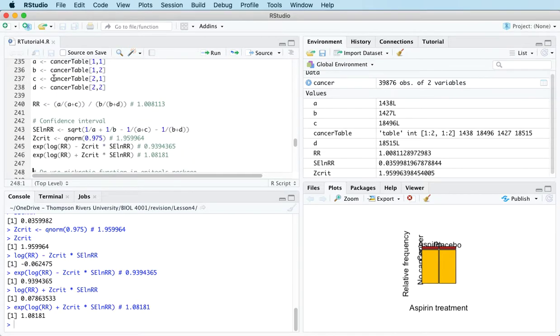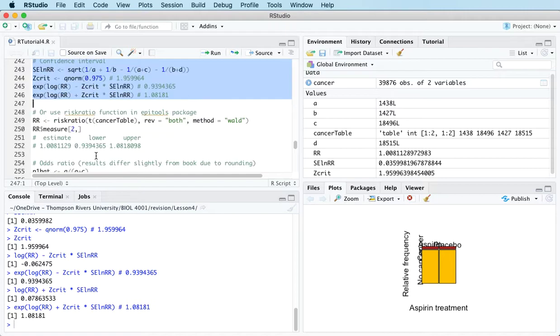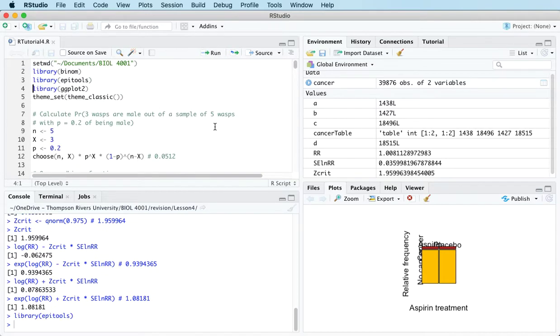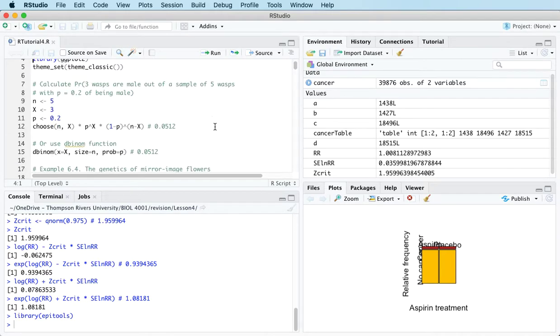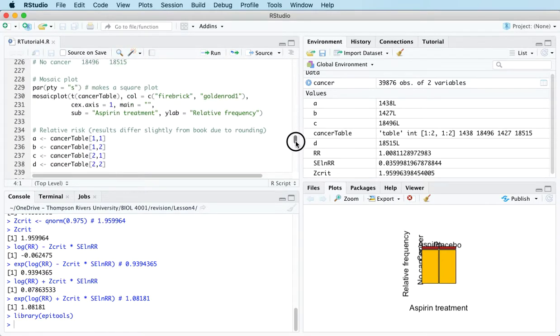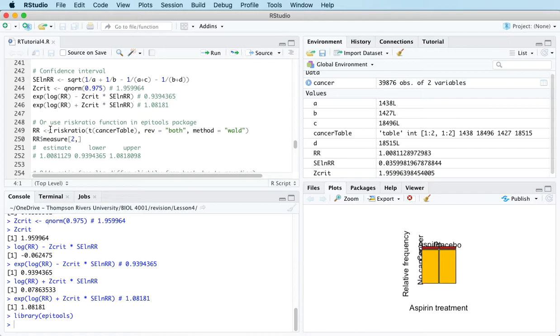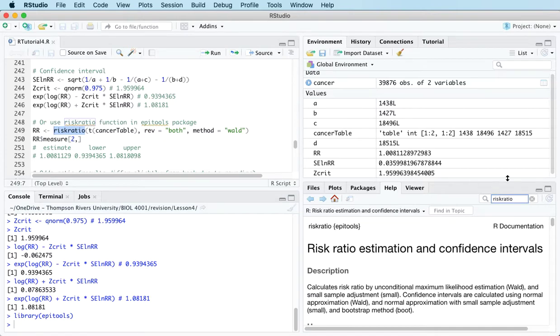We can actually skip all of these calculations using this function here. This function is available in the EpiTools package. If I run this piece of code here, that's going to install and attach the EpiTools package, and then that allows me to use this function. We can have a look at the details for the function here. That tells us what it's going to do: estimate the risk ratio and also a confidence interval.